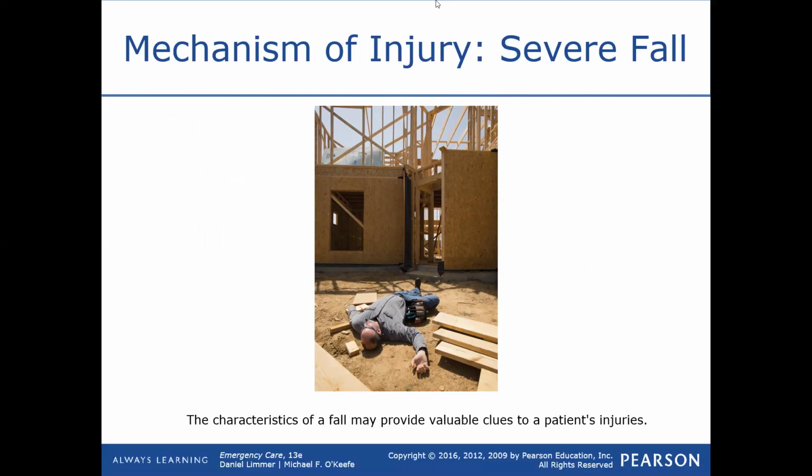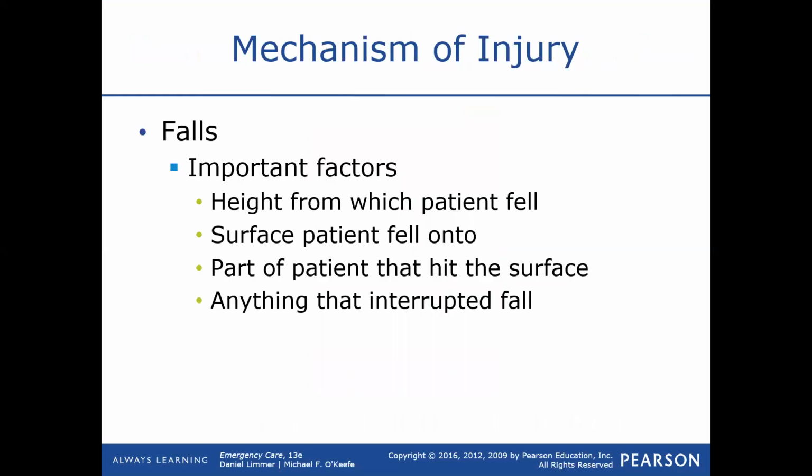Okay, characteristics of a fall may provide valuable clues to the patient's injury. I don't know what happened to this guy. I don't see a ladder next to him. He fell from somewhere. I don't know. If there's a ladder on top of him, or right next to him, it could probably indicate that he fell from the ladder. How tall is the ladder? It gives you an idea of how high up he was. Things of that nature.